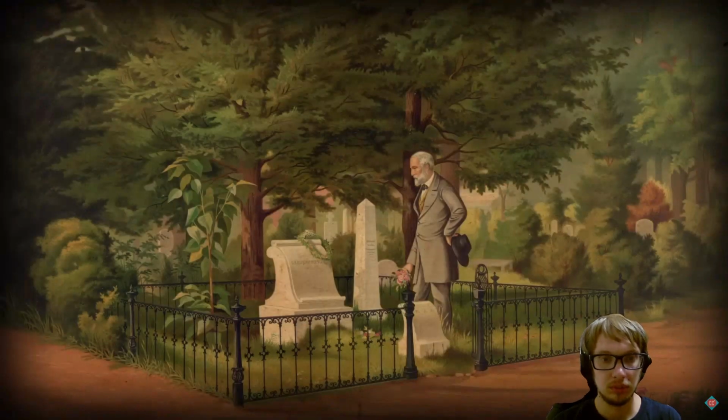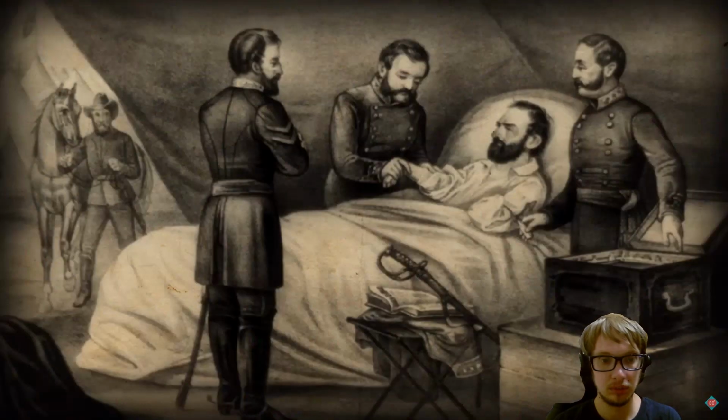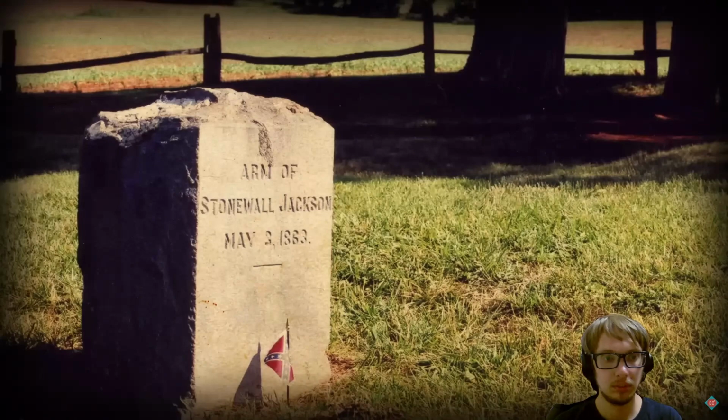Jackson lost his left arm, and then Lee said, "I have lost my right arm." Jackson then famously proceeded to say, "Let us cross over the river and rest under the shade of those trees," and then died 8 days later. His arm, by the way, is buried with its own headstone near Chancellorsville.